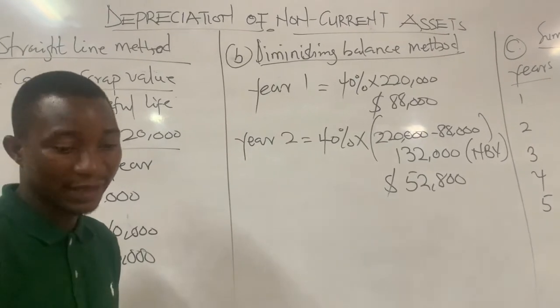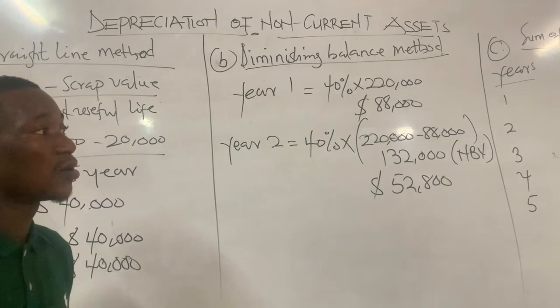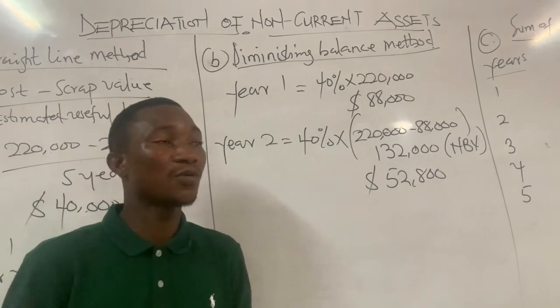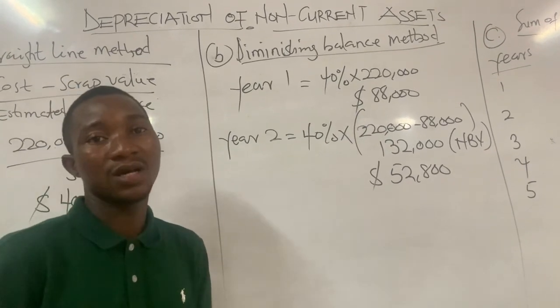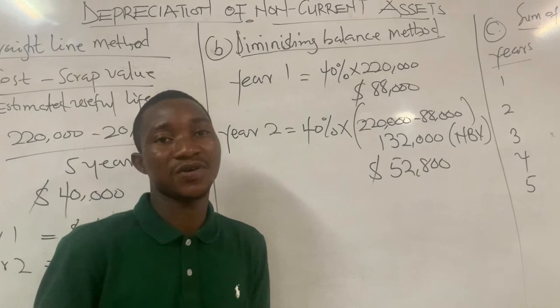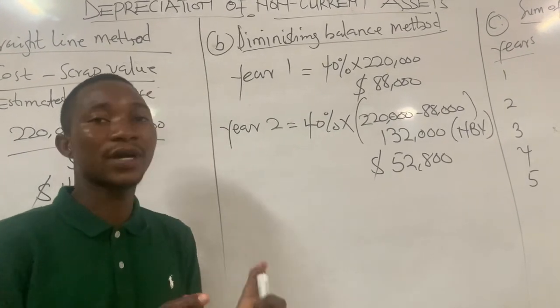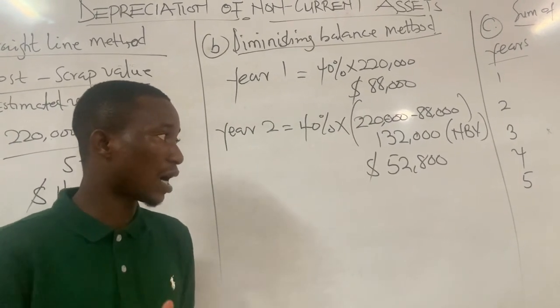Is that okay? So basically, this is how we calculate depreciation using these 3 methods. In our next video, we are going to take a complex question where you will be asked to prepare the asset account, the provision for depreciation account, the asset disposal account, probably the income statement extract and statement of financial position extract. But before that, we'll also be looking at the double entry for depreciation in our next video.